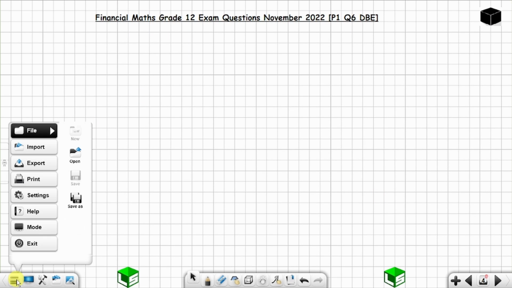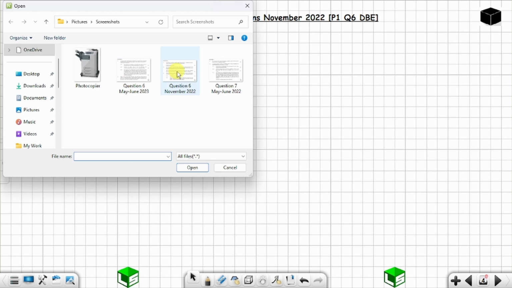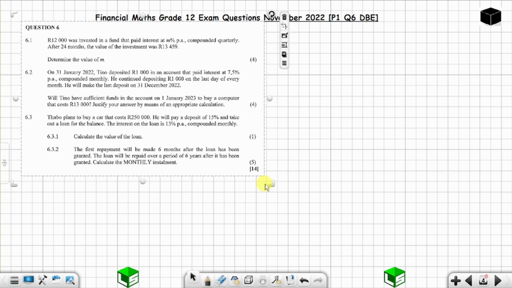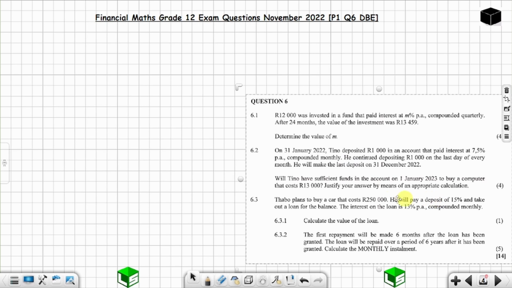Okay, let me get the question again. Question 6 from November 2022. This is the question. 6.3. Now we are going to solve 6.3.1. Tabo plans to buy a car that costs 250,000 rand. He will pay a deposit of 15% and take out a loan for the balance. The interest on the loan is 13% per annum, compounded monthly.